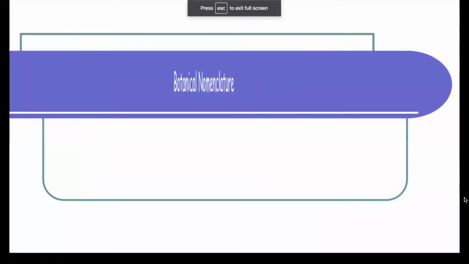So today we're going to be learning about botanical nomenclature. Let's just start from the first word, botanical. Botanical is related to plants. And then nomenclature is the division and choosing of names, usually for science-related topics.